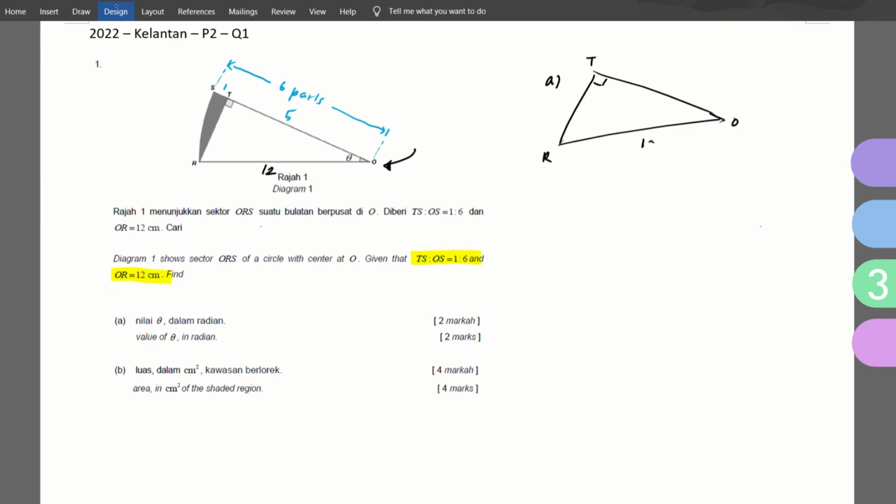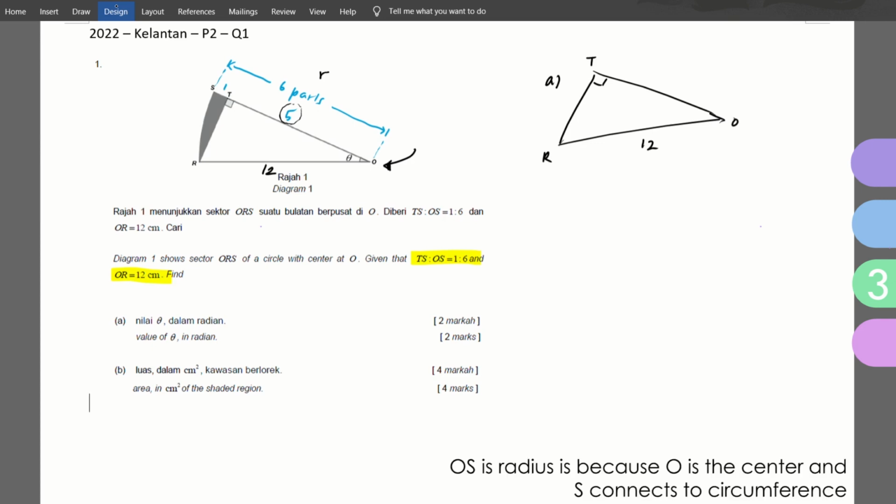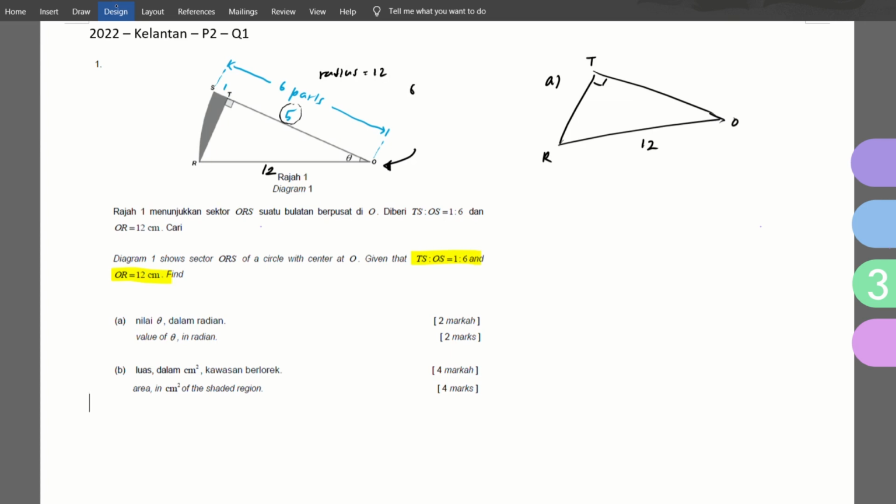OR is 12, and the other length would be OT. But for OT, we only know it's 5 parts, so we need to figure out the whole length of OS. And actually we are quite lucky because OS is the radius. As we know, radius is 12 cm. So this means that 6 parts equals 12 cm. Since OT is 5 parts, we just multiply 2 with 5, which is 10. So OT is 10.